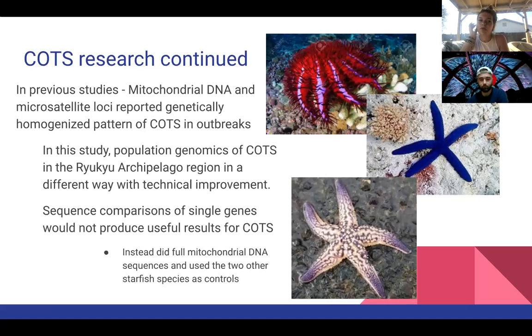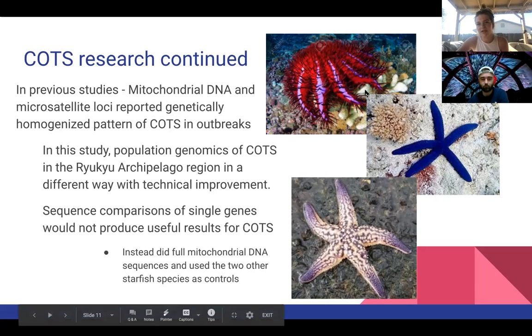So the research continued. In previous studies, they used mitochondrial DNA and microsatellite loci to report a genetically homogenized pattern of crown of thorns outbreaks. So they used different approaches, using statistical analysis and different ways of extracting that DNA. But in this study, they used a different technical improvement and used sequences. Instead of doing a full mitochondrial DNA sequence, they used the two other starfish as well. And this was a sequence comparison for single genes, and this would not produce a useful result for crown of thorns starfish. Hence why they did the full mitochondrial DNA sequence.